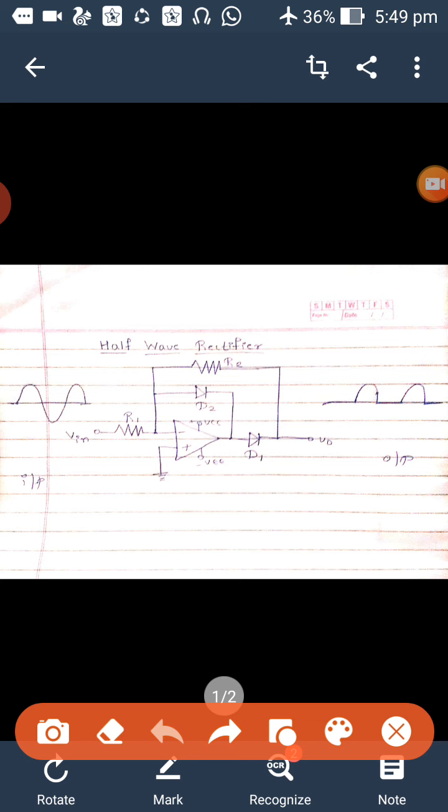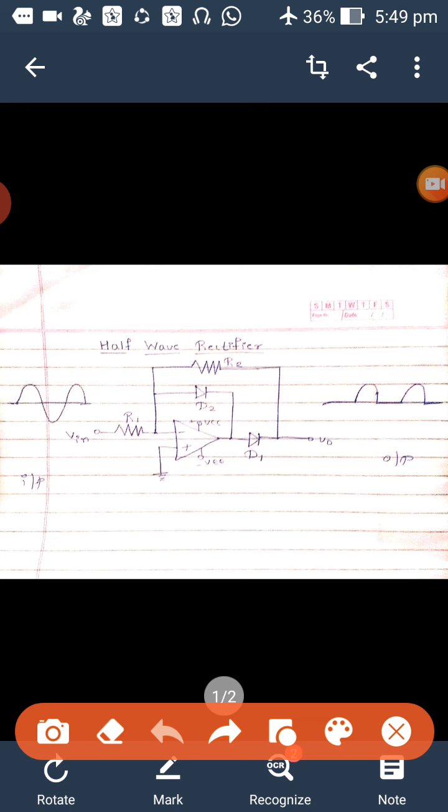So, in order to overcome this problem, we will be using the operational amplifier to generate a precision half wave rectifier. The precision half wave rectifier circuit is as shown in the figure. The circuit that you are seeing now on the screen is a precision half wave rectifier, generated by using an operational amplifier.